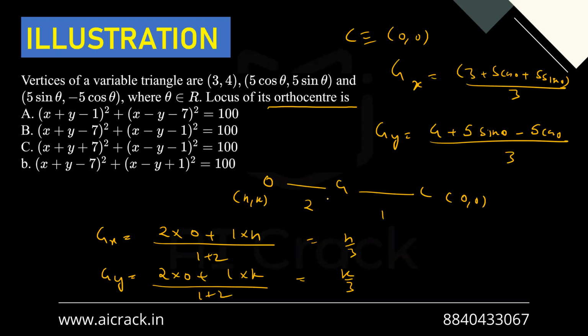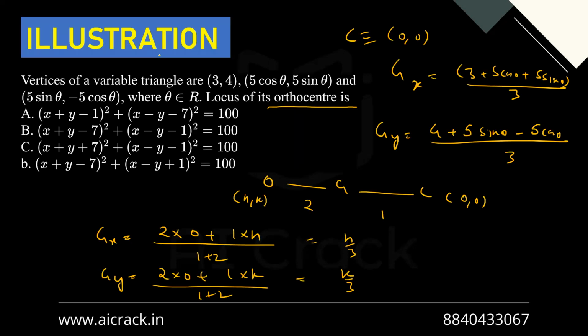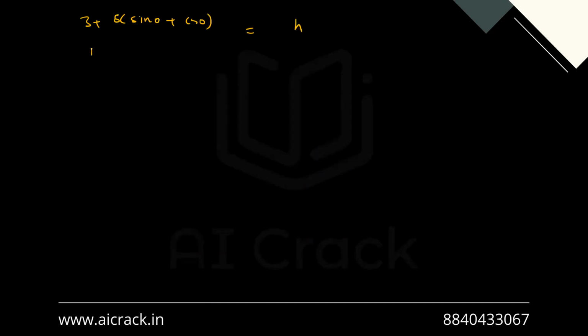Now we eventually know that in the final equation we don't have theta, so we have to eliminate theta. So we have got (3 plus 5 times (sin theta plus cos theta)) divided by 3 equals h by 3. Cancel out 3, so this is equal to h. And similarly, 4 plus 5 times (sin theta minus cos theta) equals k, because of the cancellation of 3. Now we have got these two equations. This is the first equation, this is the second equation.